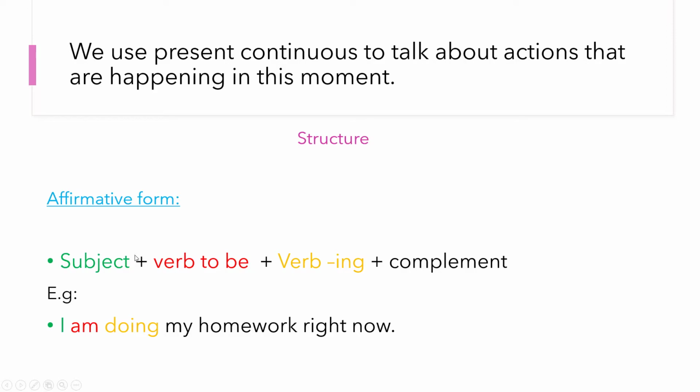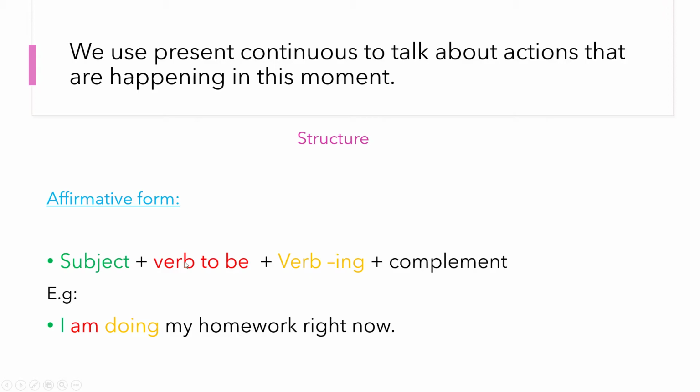Okay, the first word that you have to write or say is the subject. The subject can be the name of a person, a pronoun, or even an animal. Then you have to use the verb to be. Do you remember the verb to be? Okay, pay attention. In Spanish, the verb to be is ser o estar. Okay, 2 meanings, dos significados.